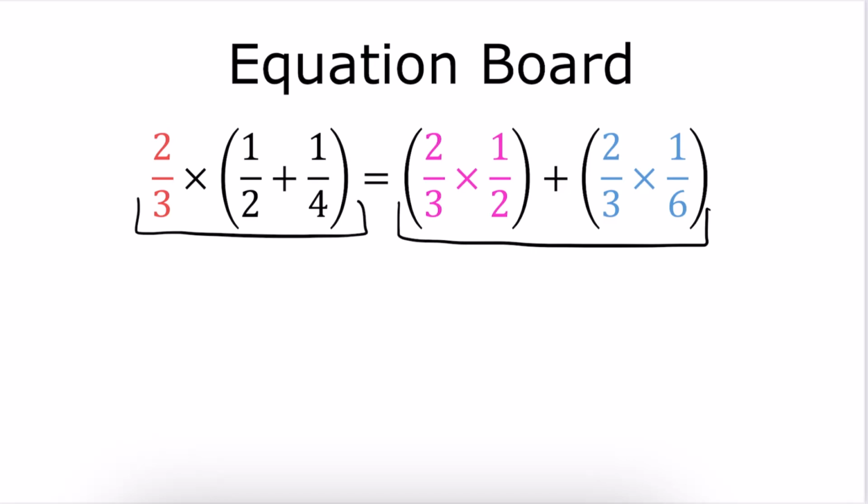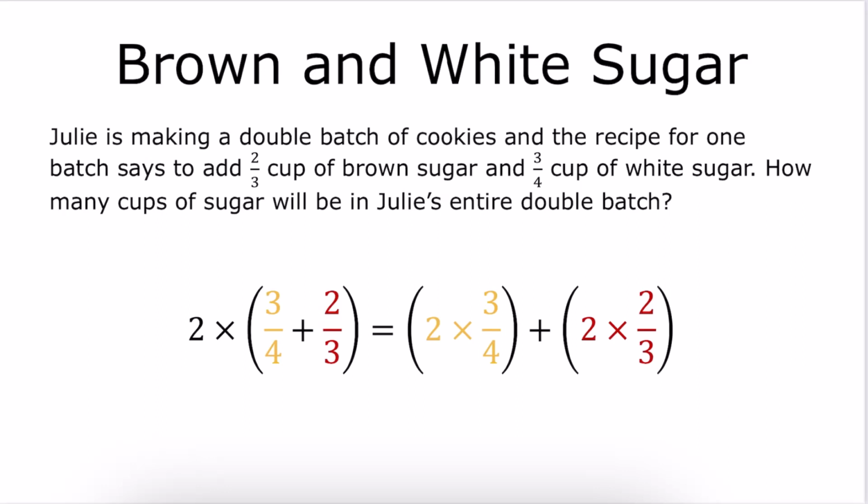And if you wanted to help your students understand the distributive property in more depth, you could give them another problem like this one, where Julie is making a double batch of cookies and the recipe for one batch says to add 2/3 cups of brown sugar and 3/4 cups of white sugar. And then the question is how many cups of sugar will be in Julie's entire double batch? So I'm not going to go through this problem. This is actually one of the options that you have for your lesson dialogues this week to go through and think about how students might solve this.